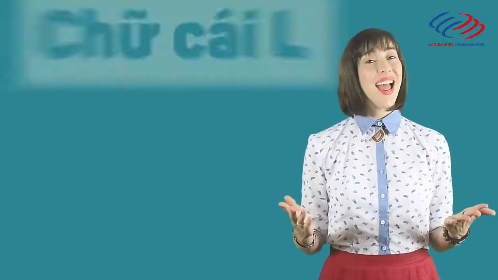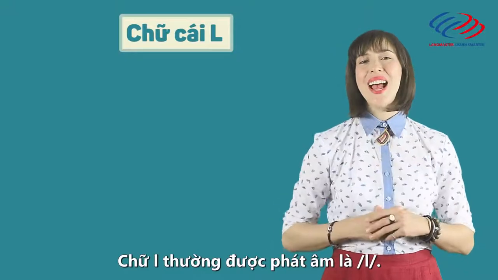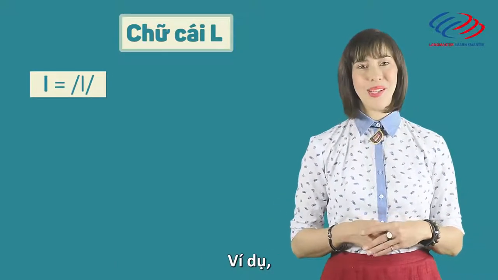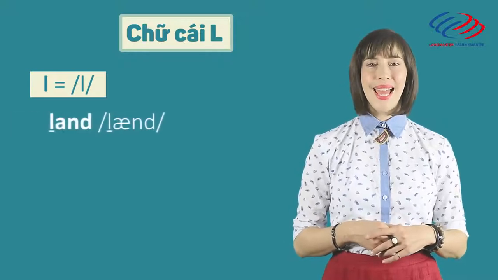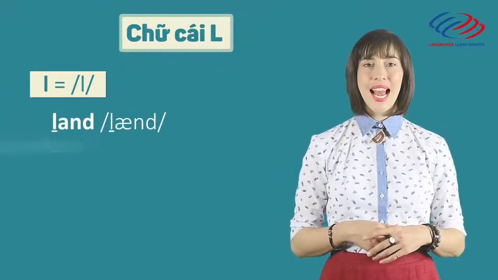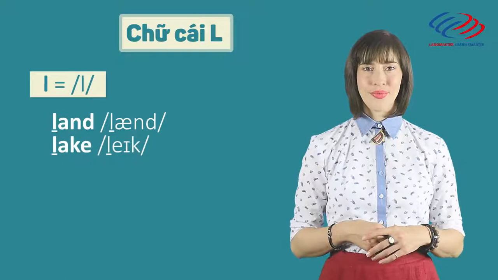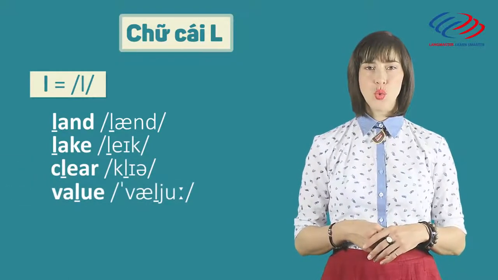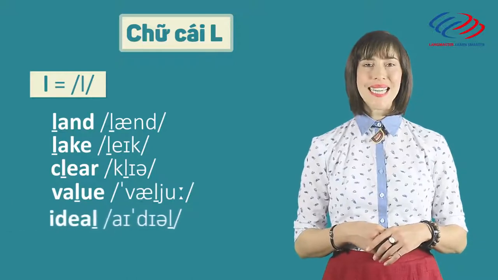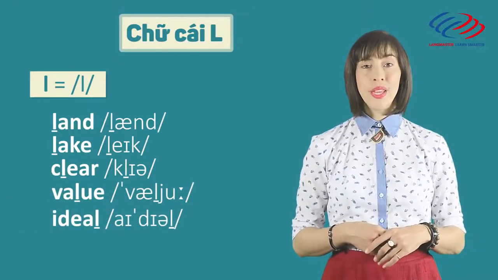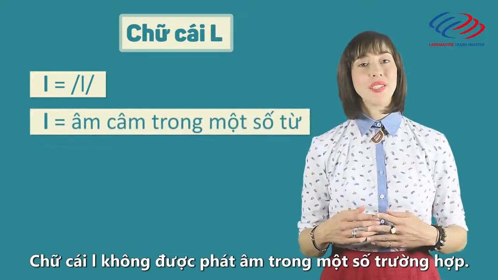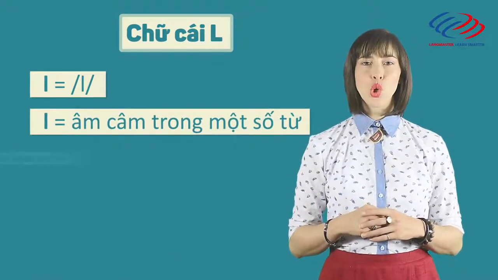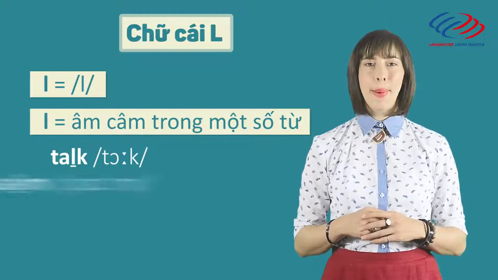And now for the letter L. The letter L is usually pronounced as L. For example, lab, lake, clear, value, ideal. But the letter L is not pronounced in some cases, such as talk, palm.